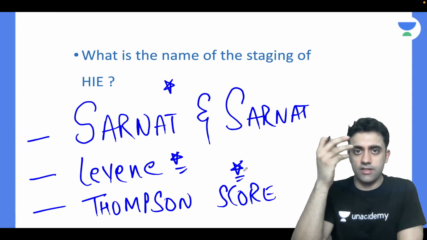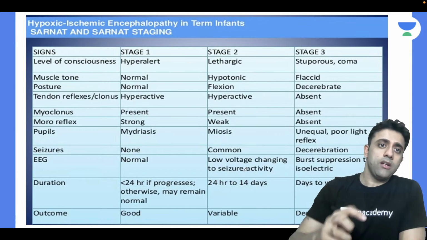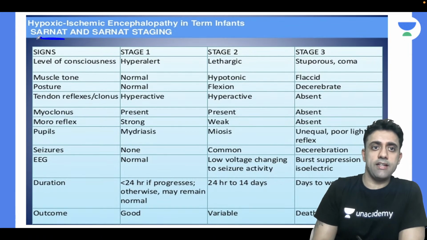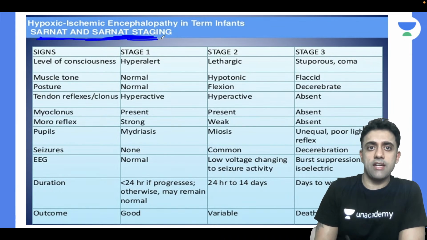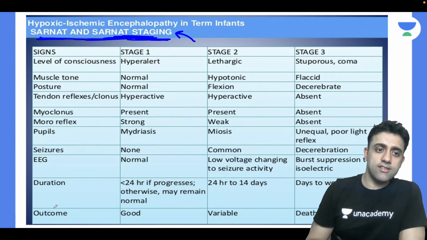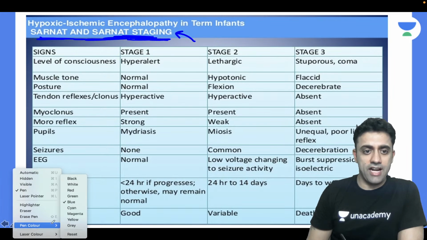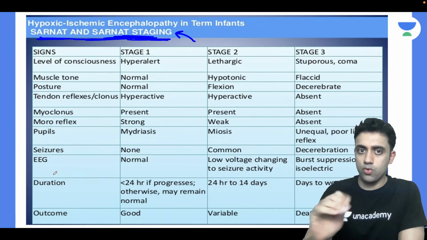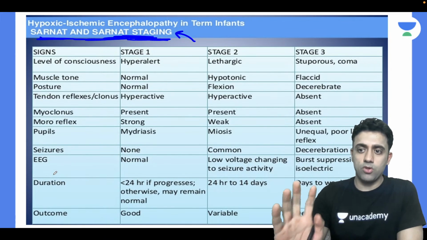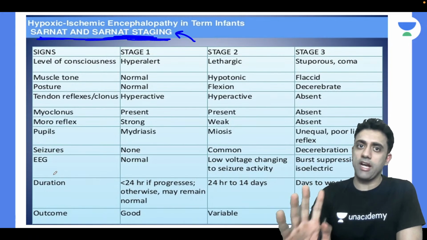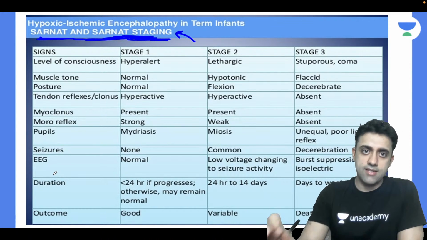I'll tell you the MCQs and it will be easy. Number one, this is the Sarnat and Sarnat staging of HIE. What all do I need to know? Sir, I can't cram the whole staging. It's too big, sir. Please tell me roughly what all I should know and what I should not know about Sarnat and Sarnat staging.